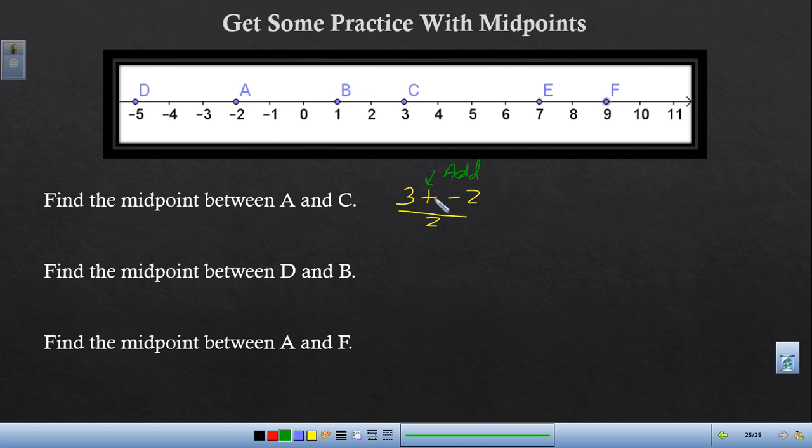If you reinforce it every time, you're going to be less likely to make the common mistake, which is this. There's people out there that get the distance formula and the midpoint formula all messed up, and you end up doing something like this: 3 minus a -2 over 2, which is 5 over 2, or 2.5. Remember, the correct answer is 1/2.